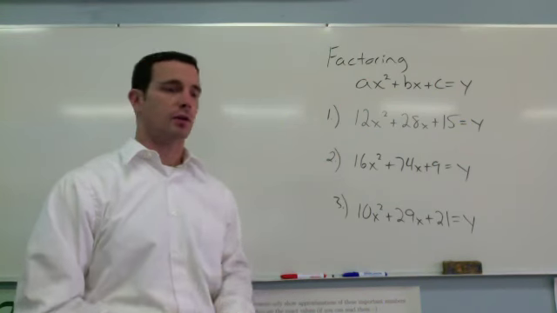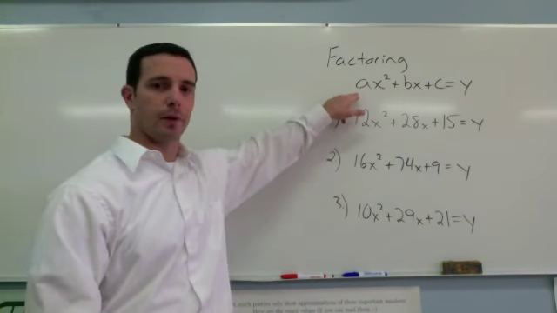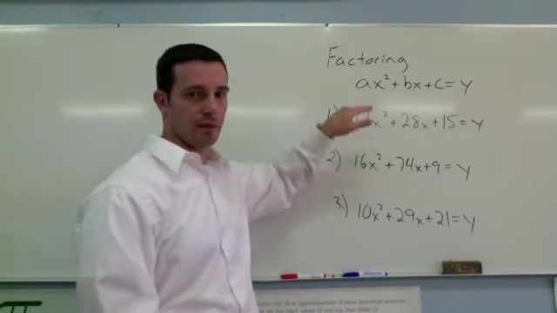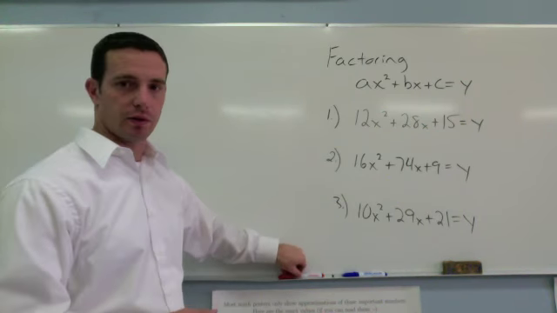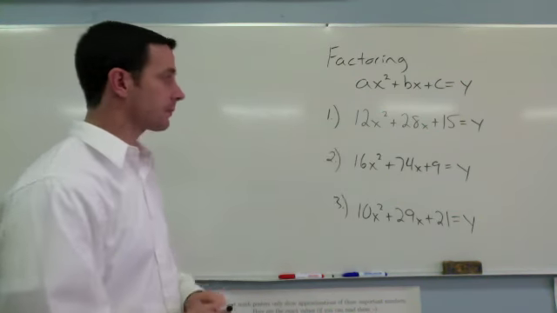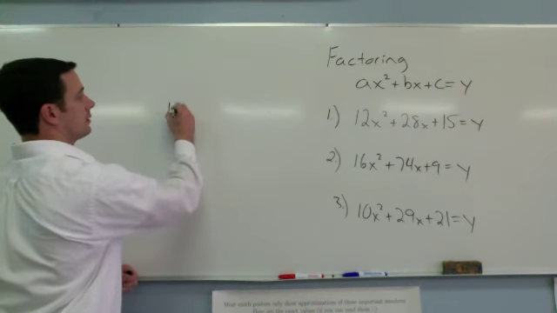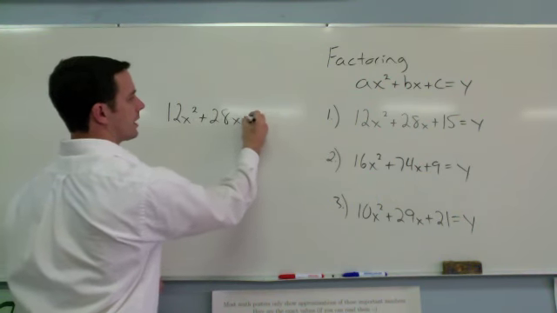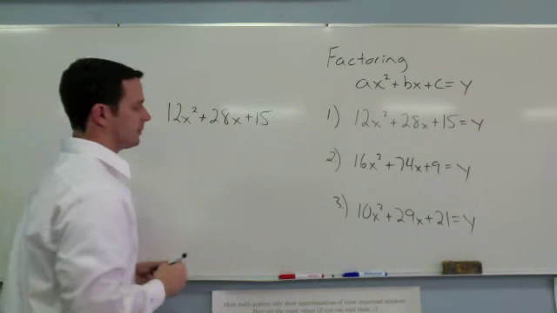Okay, factoring quadratics when you got a number for the a. It's a little more complicated than when you do not have a number for the a. Let's go ahead and run through the steps. Start with my first one here. So I'm going to take 12x squared plus 28x plus 15.